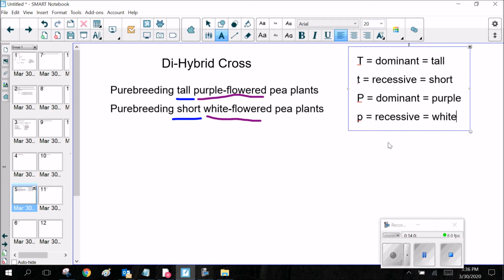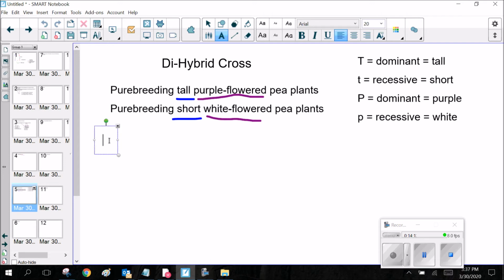So we go ahead and we set this out over here. This is always a good guide to set off to the side. And he went ahead and he did this cross. So let's look at that original cross there, okay? So that original cross, here's our pure breeding tall purple flowered pea plants.